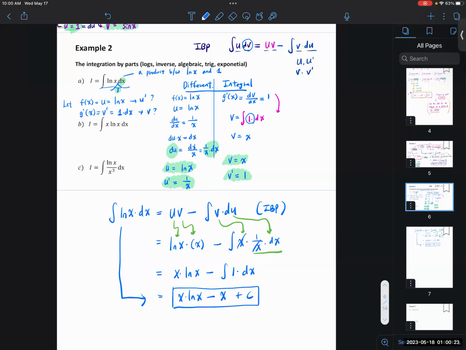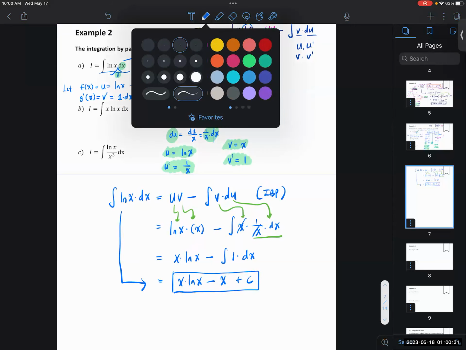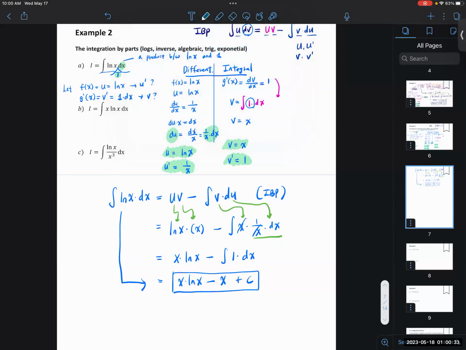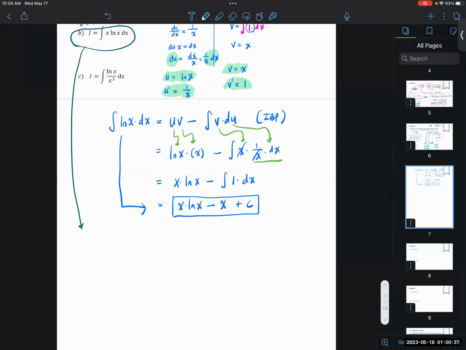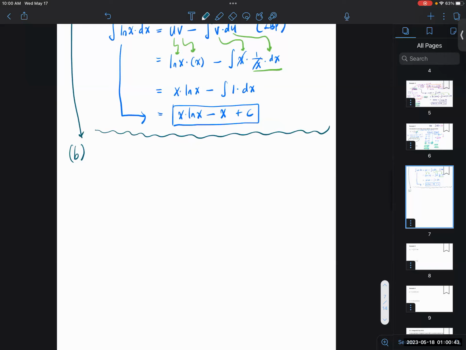Okay, we got this. All right, so let's take a look at the second example. I'm going to change the color. This is the second question. I'm going to bring it all the way down. So here, let's say B. The question was the integral of x times ln x dx.